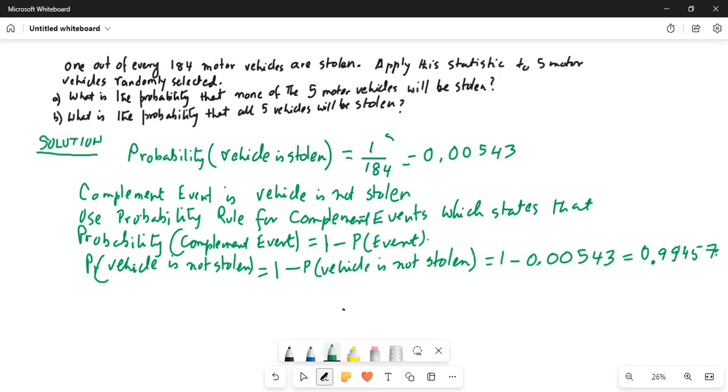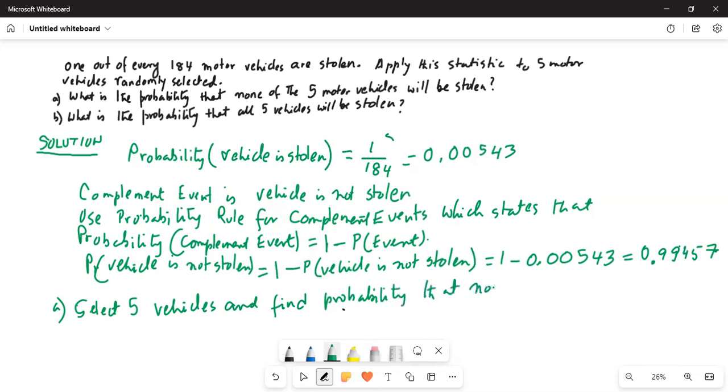Now it says part A. We select 5 vehicles, and what is the probability that none of the 5 vehicles will be stolen? So A, select 5 vehicles and find the probability that none of the 5 vehicles is stolen.